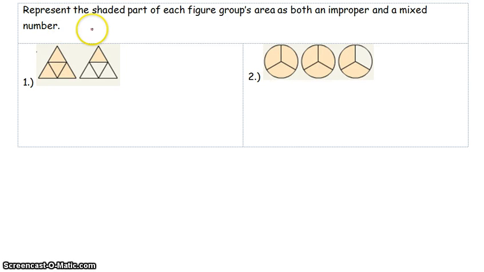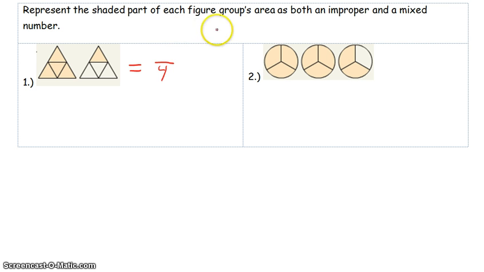Okay, class. Now we go to the bottom of the page here. It says represent the shaded part of each figure group's area as both an improper and a mixed number. So what we do is this here. You notice that we had two separate figures here. They're the same, and they're cut into 1, 2, 3, 4 equal parts. 1, 2, 3, 4. So our denominator would be 4.